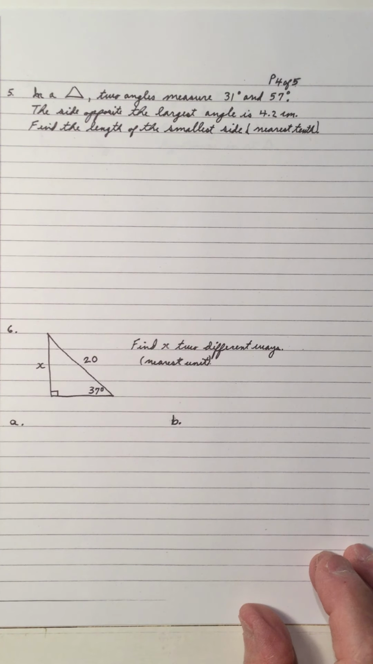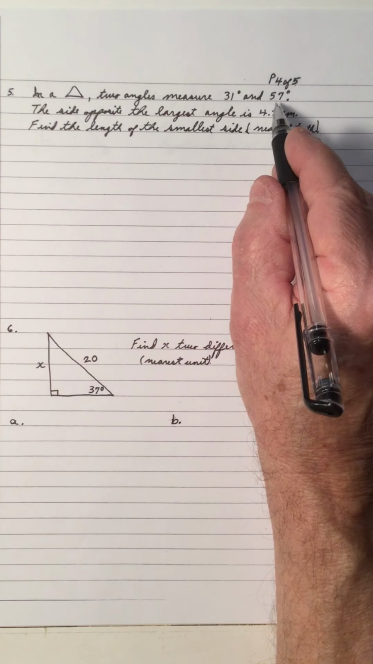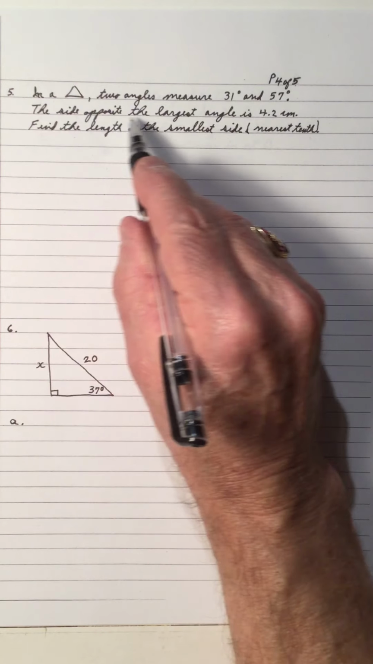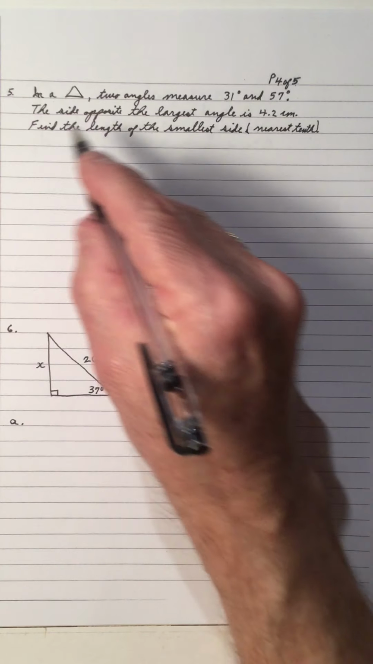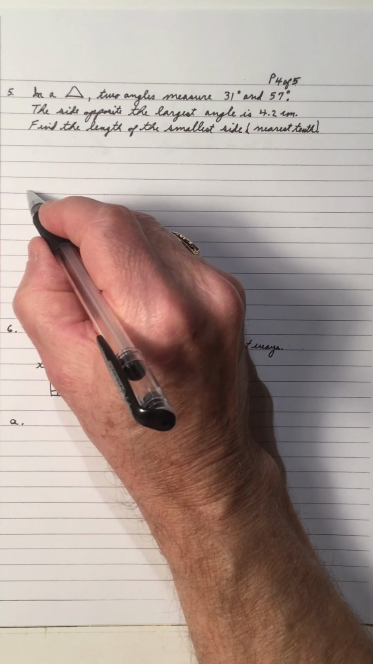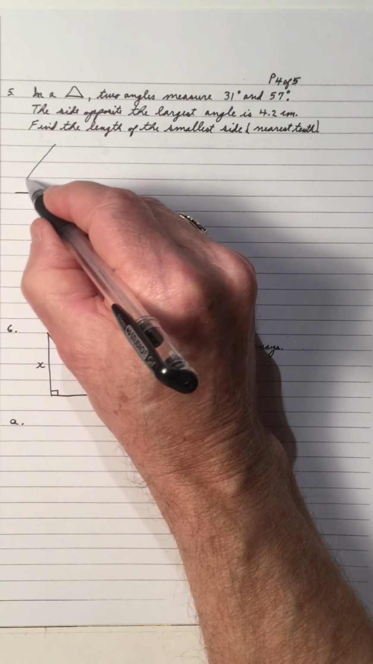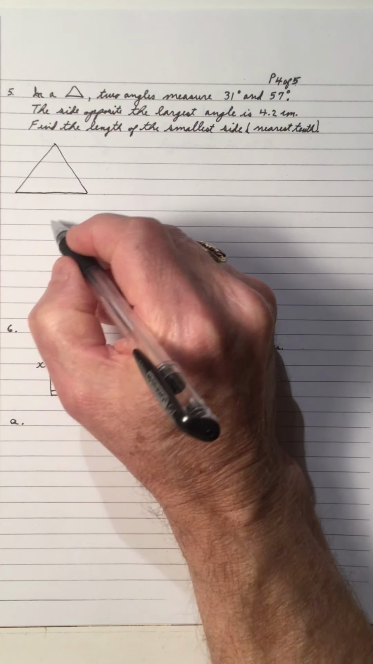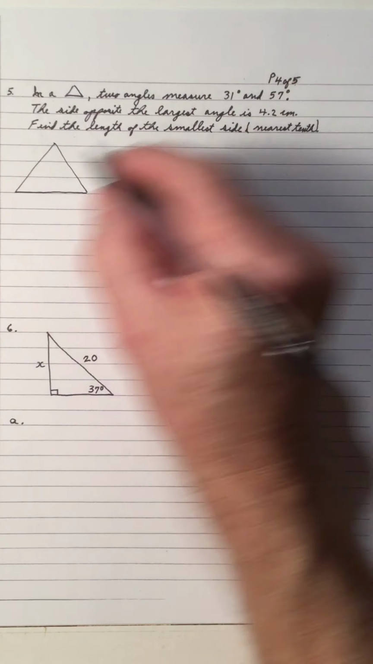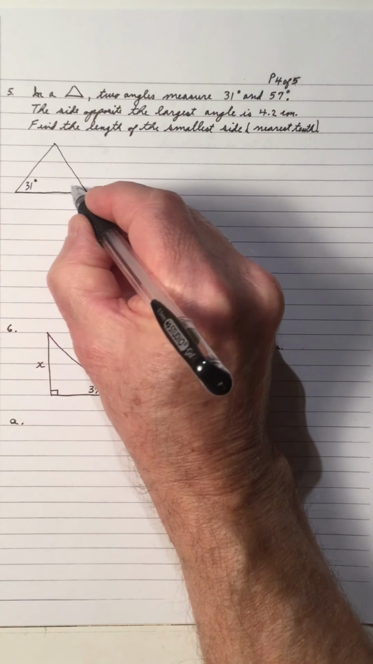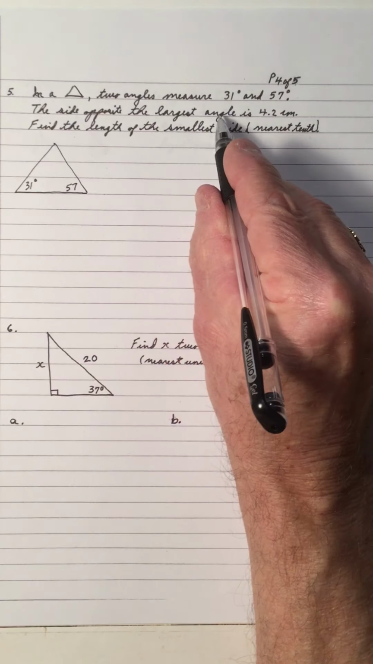Another one, don't forget to pause the video. In a triangle, two angle measures are 30 and 57. The side opposite the largest angle is 4.2. Find the length of the smallest side. Well, let's draw a triangle, and I'm not particular about what the angles are. I'm just drawing a triangle, and even though the triangle could be obtuse sometimes, I just make it acute.